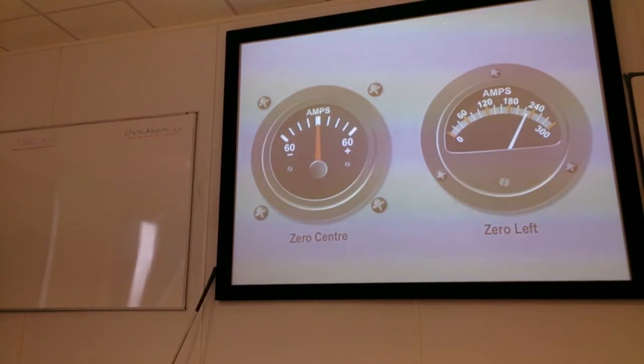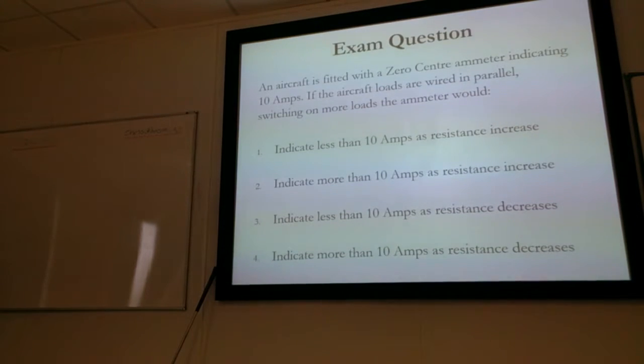Now, here's a question to test the old noggin. You're fitted with a zero centre ammeter indicating 10 amps. If the loads are wired in parallel, switching on more loads, the ammeter would do what? What do we know the effect of putting more load on? It'll decrease resistance, which will do what to the current flow? There we go. Magic, isn't it?